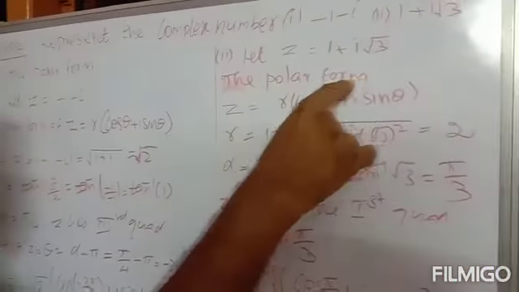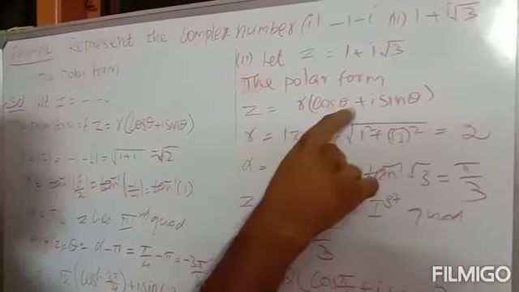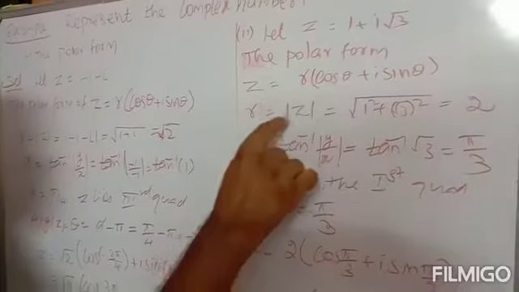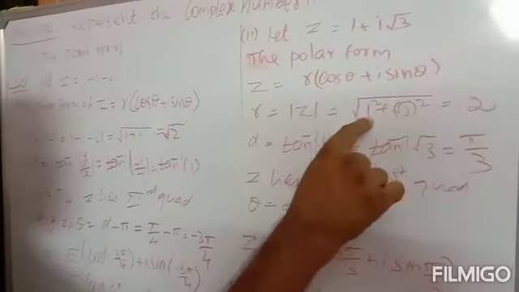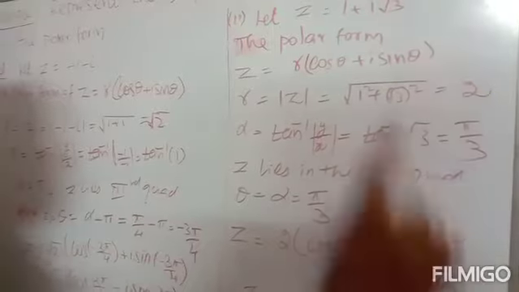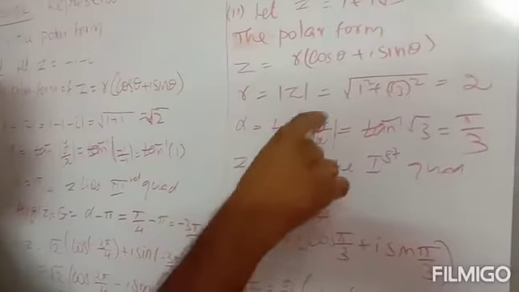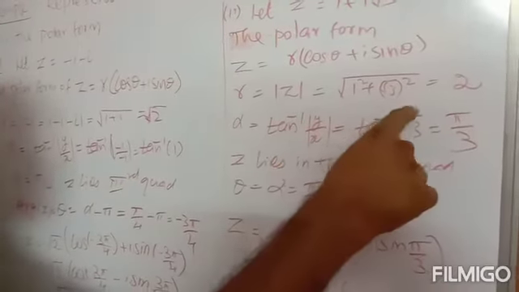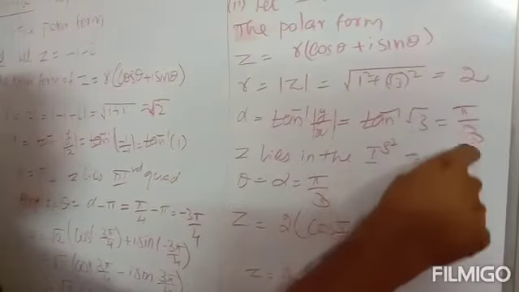z is equal to 1 plus i root 3. The polar form of z is equal to r into cos theta plus i sin theta. r is equal to modulus z, that is equal to square root of 1 square plus root 3 the whole square, that is equal to square root of 1 plus 3, that is 4, that is equal to 2. Alpha equal to tan inverse of y by x, that is equal to tan inverse of root 3 by 1, that is root 3, that is equal to pi by 3.